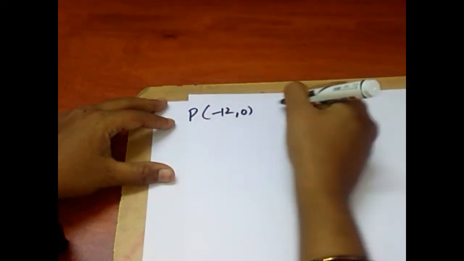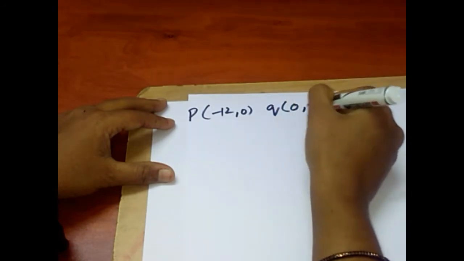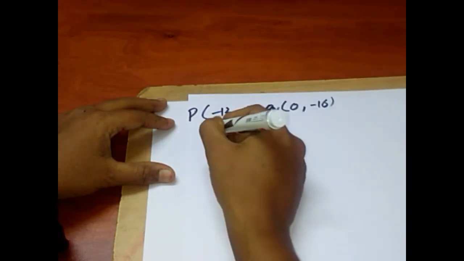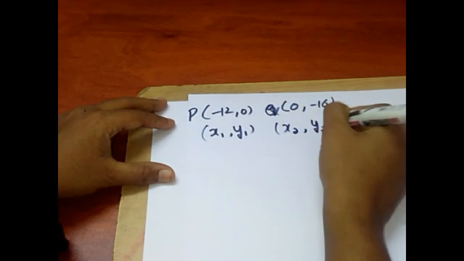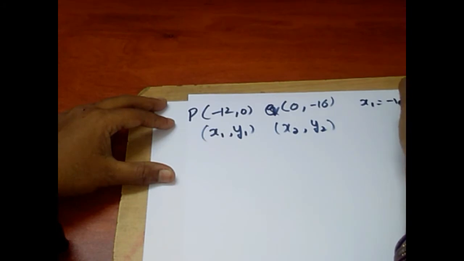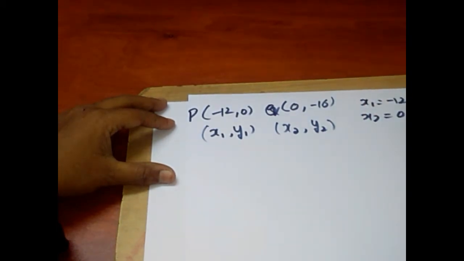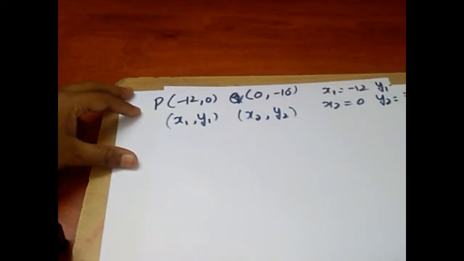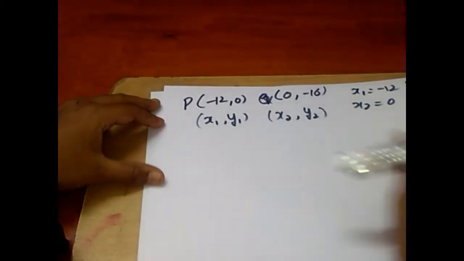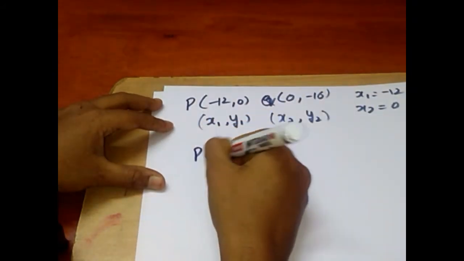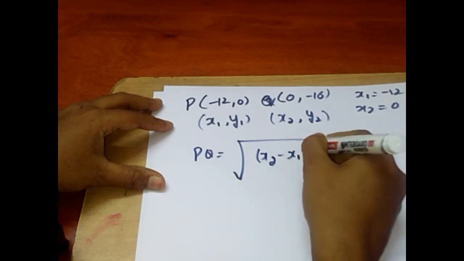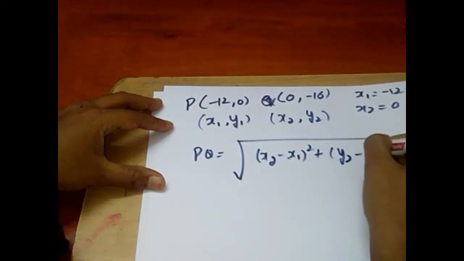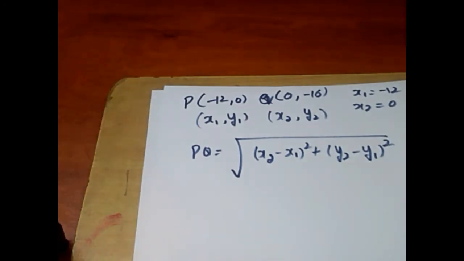P minus 12 comma 0, Q 0 comma minus 16. So x1 comma y1, x2 comma y2. So x1 is minus 12, x2 is 0, y1 is 0 and y2 is minus 16. Hence, let us use the distance formula. PQ is equal to square root of x2 minus x1 whole square plus y2 minus y1 whole square.